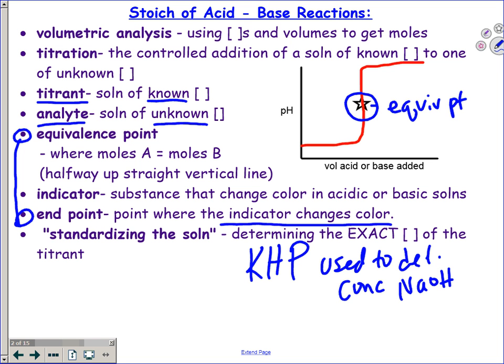Yeah. It says the equivalence point is when moles are equal to moles, moles of acid equal moles of base.